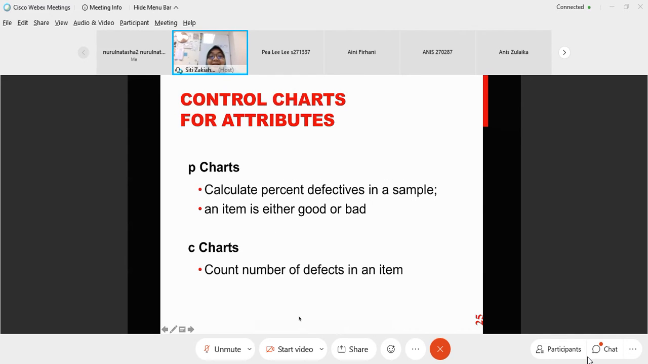Okay. P charts. Okay, I think kita sempat belajar. I hope I nak ajar semua, tapi I don't know whether we have time. Okay. Sekejap ya. Tadi pun saya dah ada kelas 2 jam. Tak ada suara.